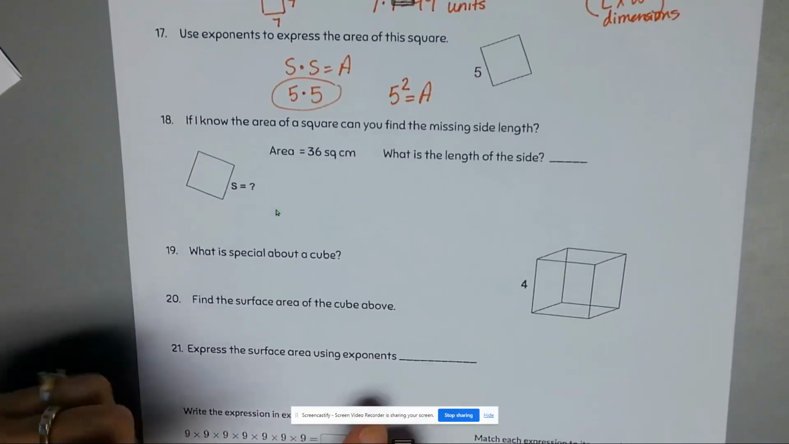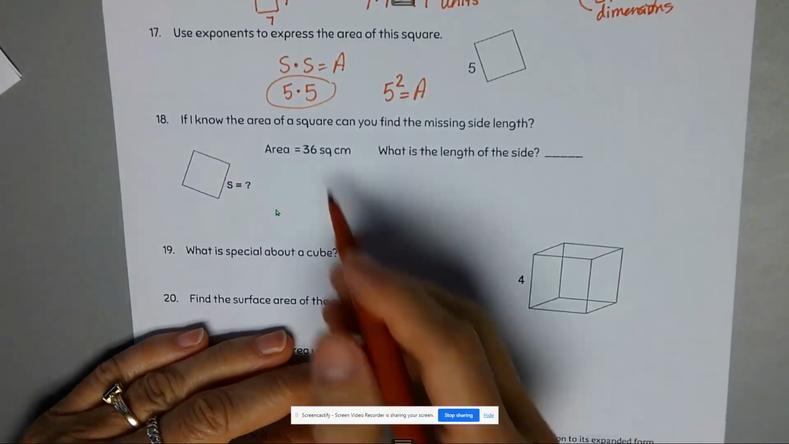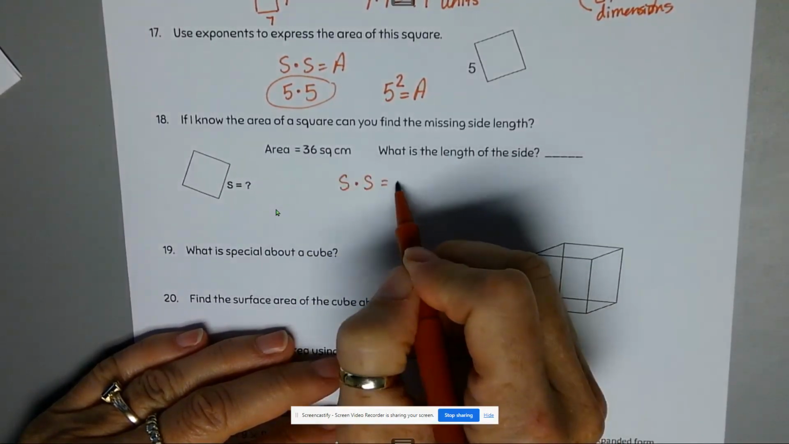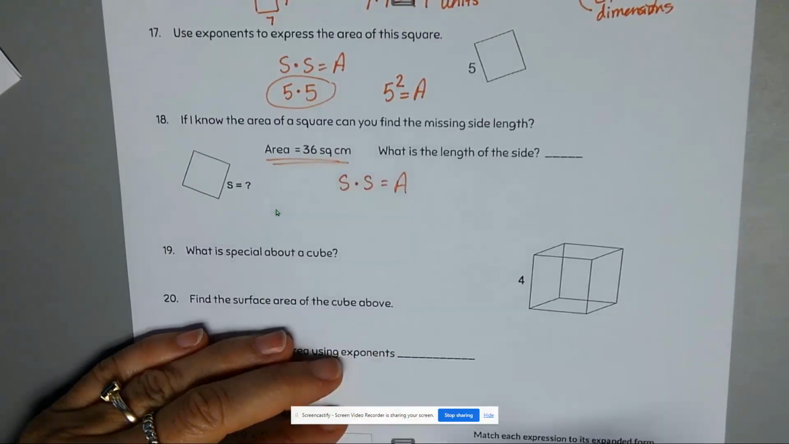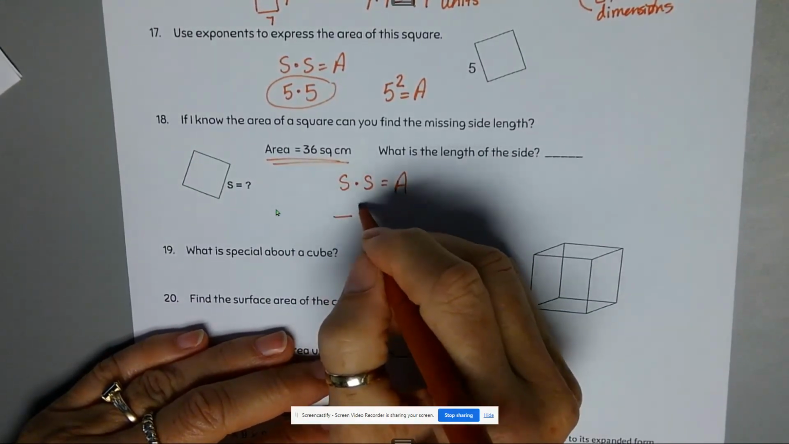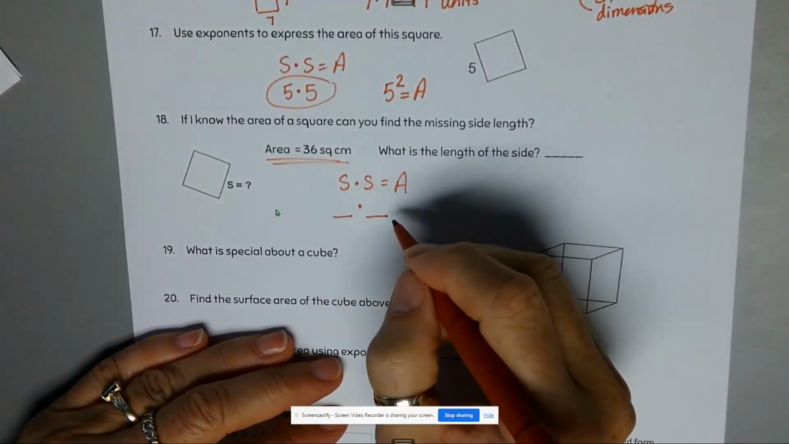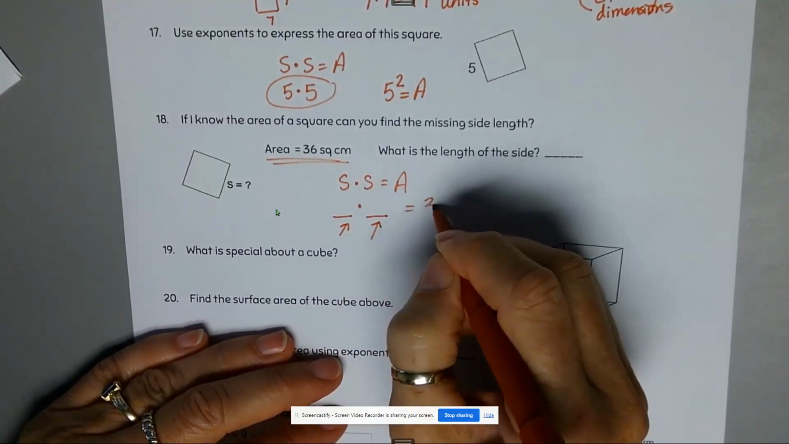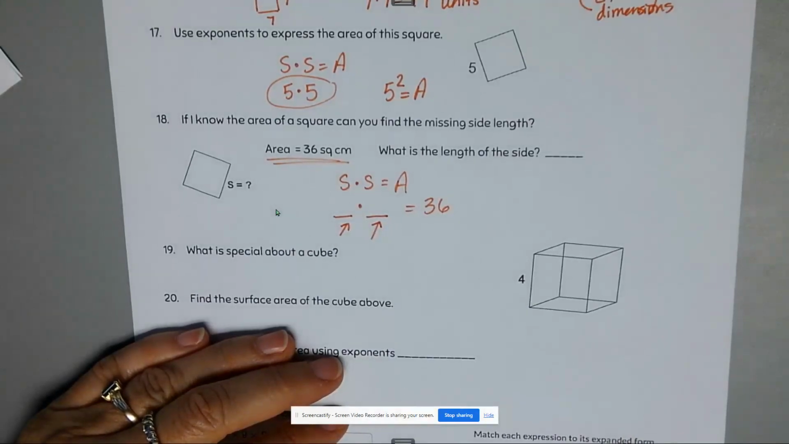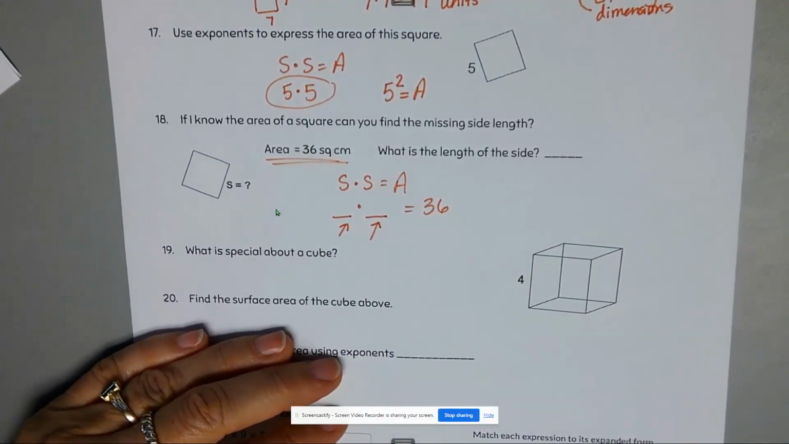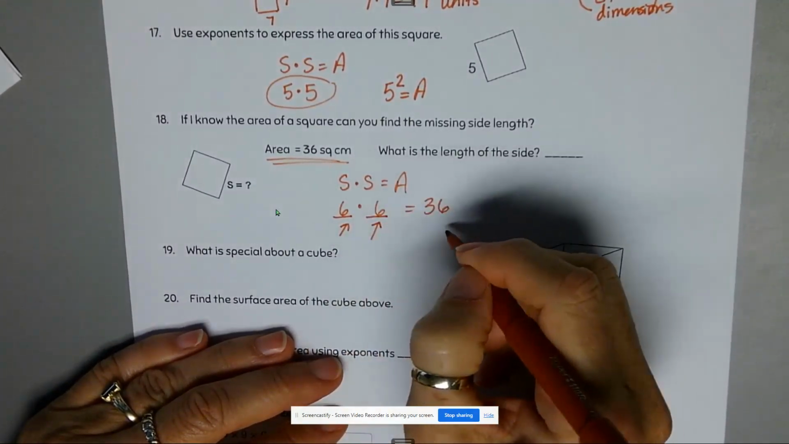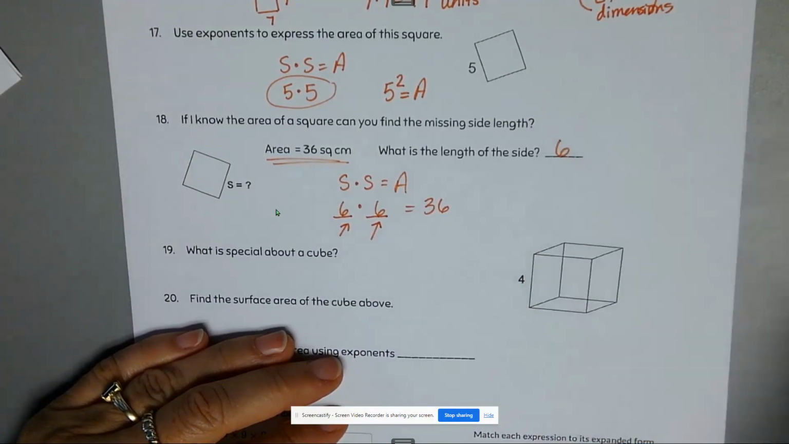If I know the area of a square, how would I find the missing side length? Well, remember we know it's side times side equals area. They're telling me the area is 36. So it's something times the same exact number, because it's a square, equals 36. This is an instance where it's really important to know your multiplication facts. Otherwise, you're going to be doing a lot of guessing and checking on your calculator. 6 times 6 equals 36, so my missing side length is 6.